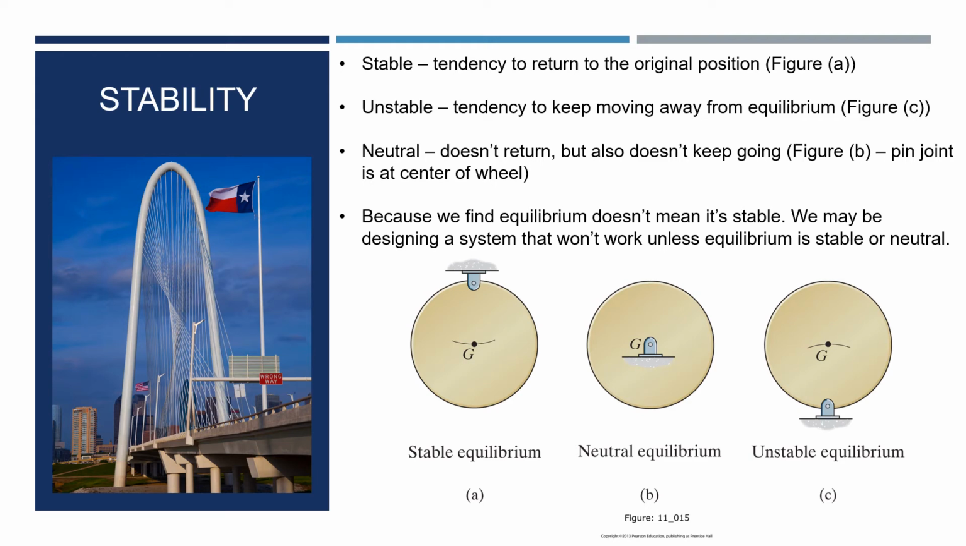Next, stability. So we need to talk about stability. It will return to its original position. So there's stable equilibrium. You move this pendulum out of the way, and it'll just return to the beginning. This is where the pin is right at the middle of the disc. You spin the disc, and it'll keep spinning.